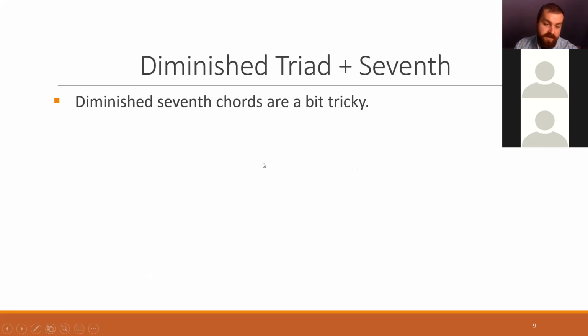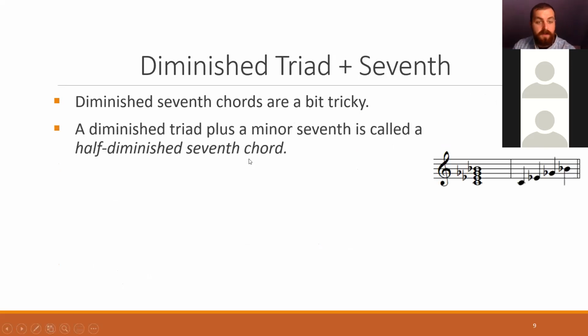Let's talk about diminished triads. Diminished seventh chords are famously tricky. I'm just gonna put that out there right now. Diminished seventh chords are gonna be a little particular. A diminished chord plus a minor seventh is called a half diminished chord.